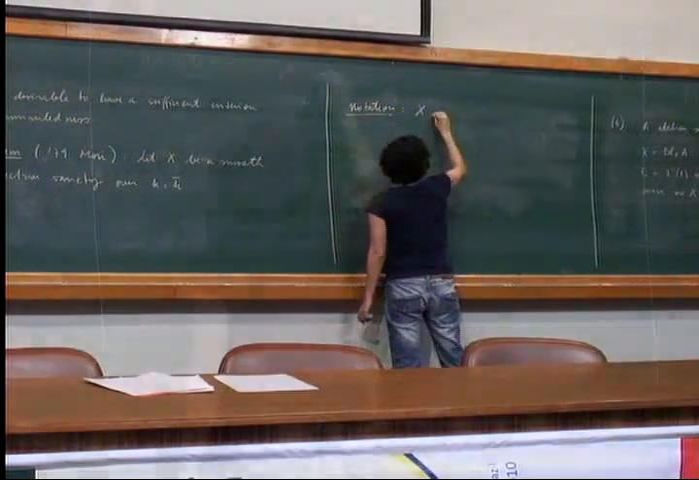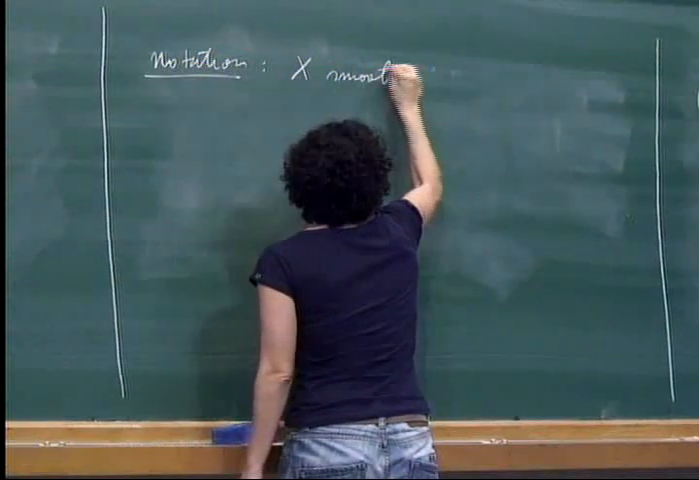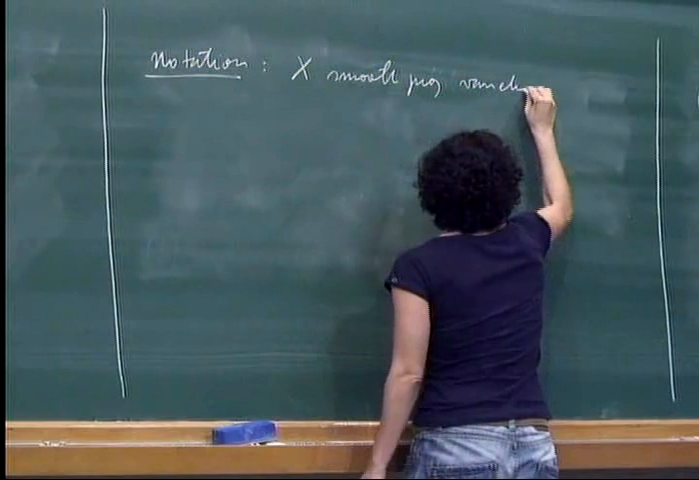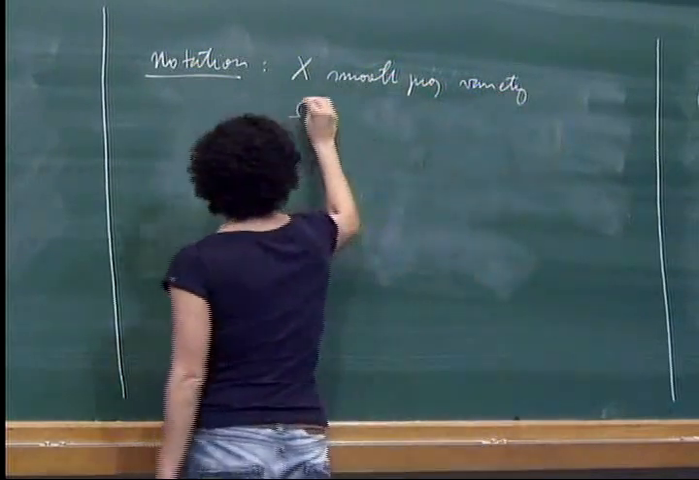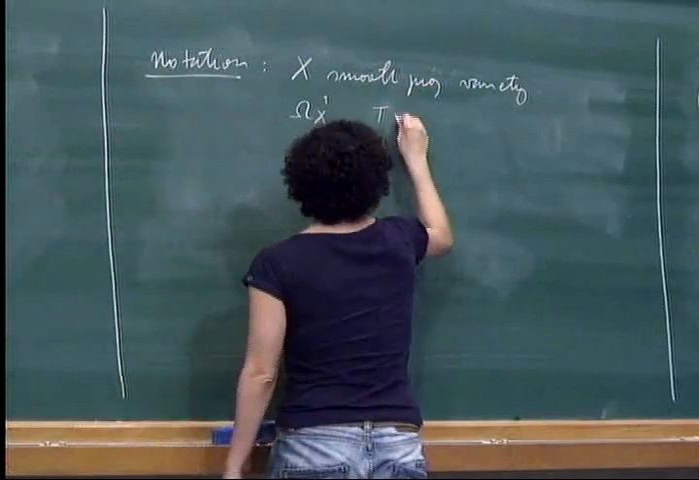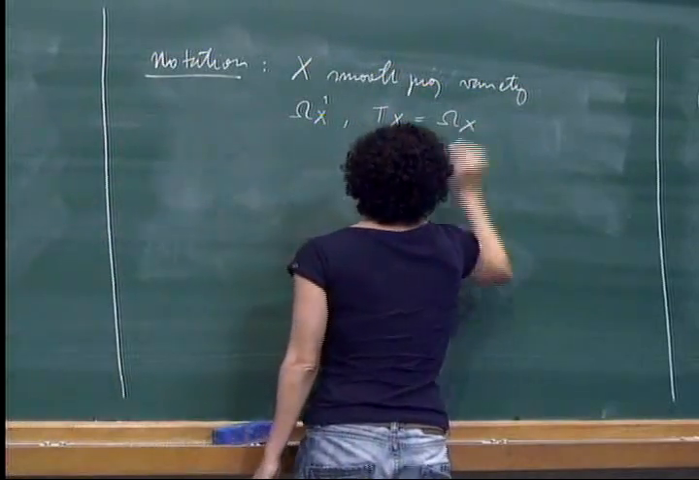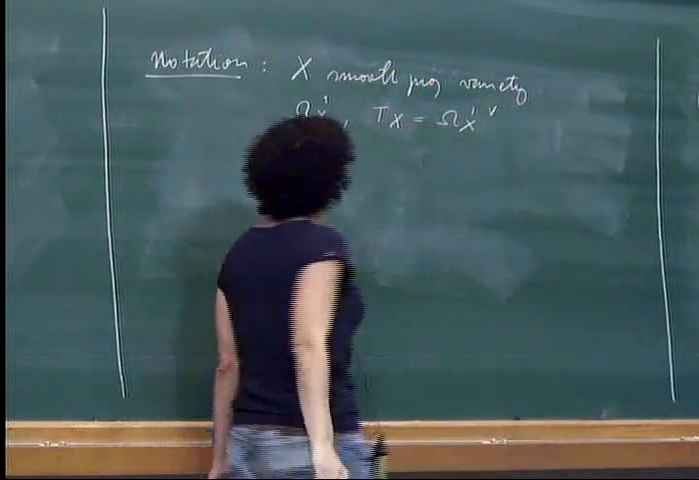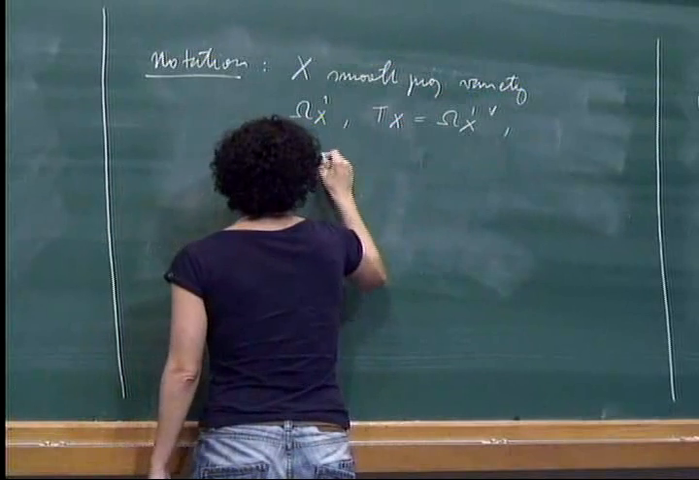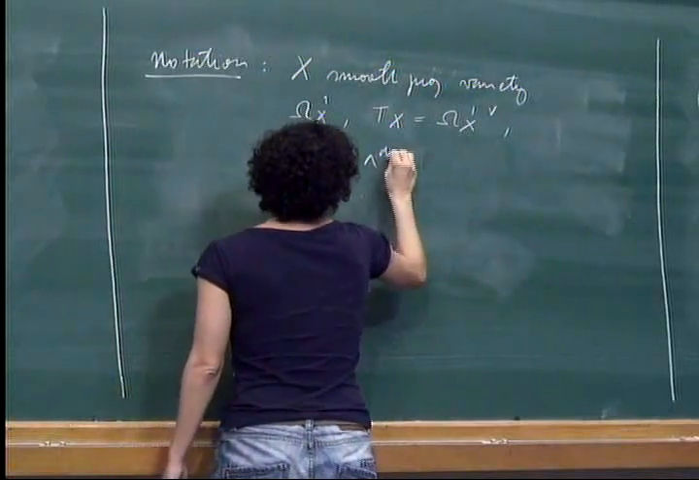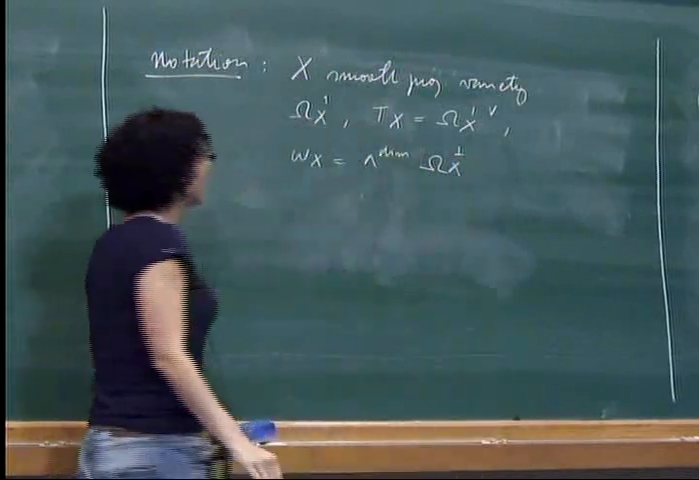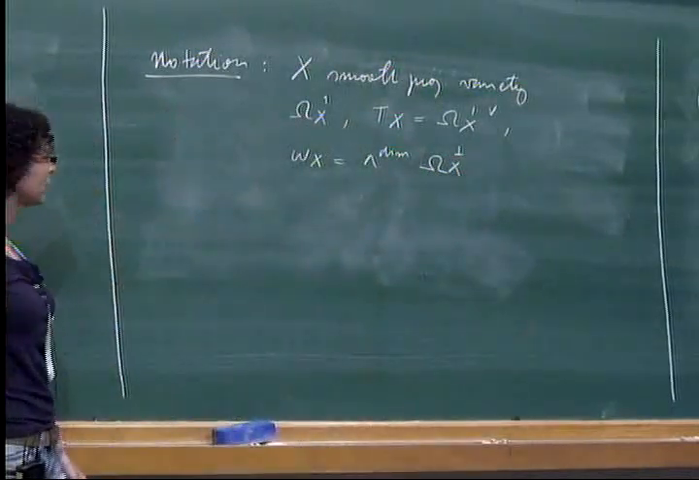So whenever I have X a smooth projective variety, we have the sheaf of one forms on X, and then we have its dual, which is the tangent bundle of X, and then we will also be considering its determinant, which is the sheaf of n forms on a variety of dimension n.